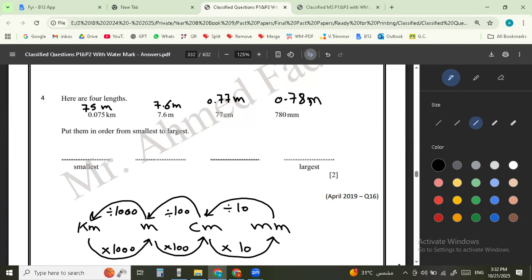All right, let's do this. Arrange them from the smallest to the largest. The smallest of them all, you're going to find that it's this one, 0.77. So I'm going to write 77 centimeters. After it is this one, 780 millimeters. Then I got this one, which is 7.6 meters. And the largest is 0.075 kilometer. Next question.